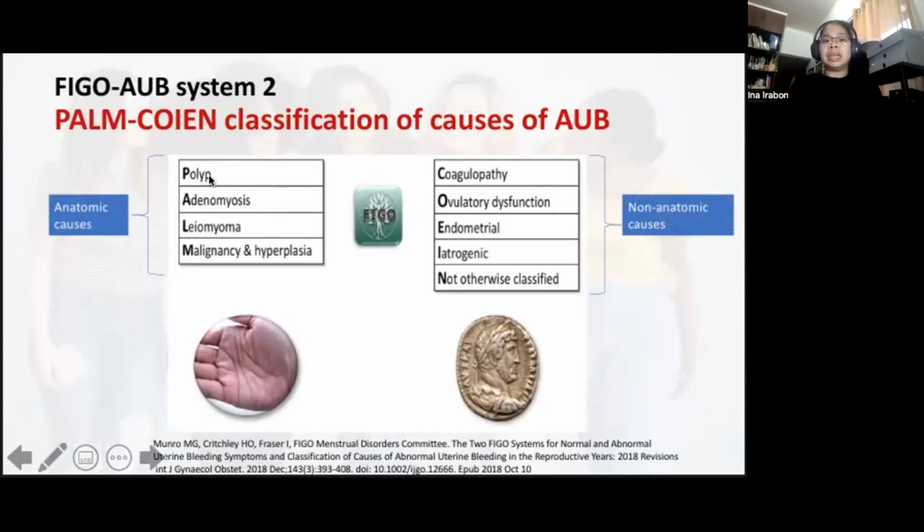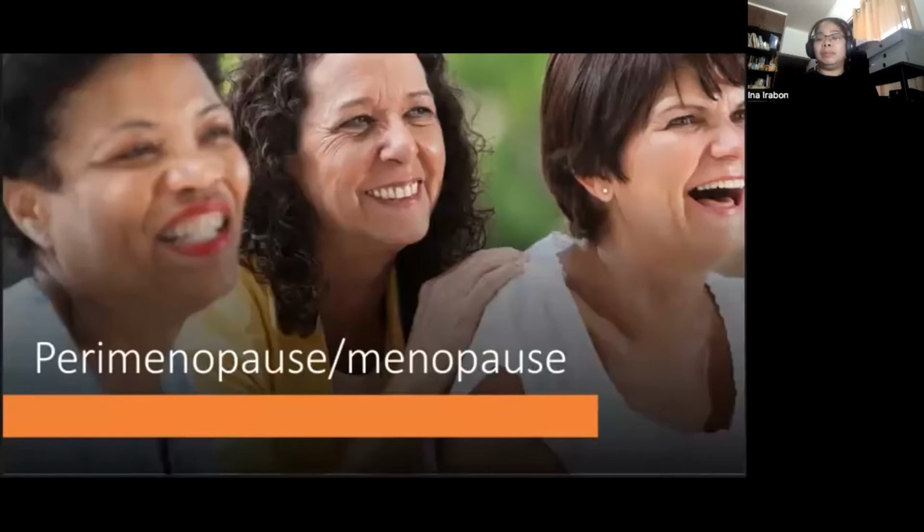So as you can see here, PALM stands for polyp, adenomyosis, leiomyoma, which are all benign structural lesions of the gynecological tract. And of course, malignancy or hyperplasia refers to cancerous growths, which can cause abnormal uterine bleeding. For the COEIN part, we have coagulopathy, and under this we have blood dyscrasias such as lymphoma, leukemia, thrombocytopenia; ovulatory dysfunction, under which the most common is polycystic ovary syndrome; endometrial causes; and iatrogenic causes, such as when the patient is taking pills or contraceptives such as DMPA. Now we move on to the perimenopausal age group.